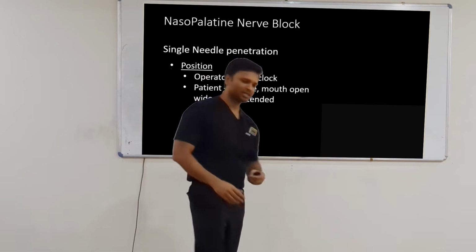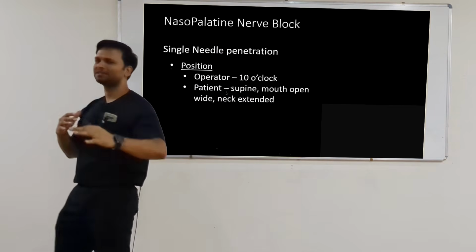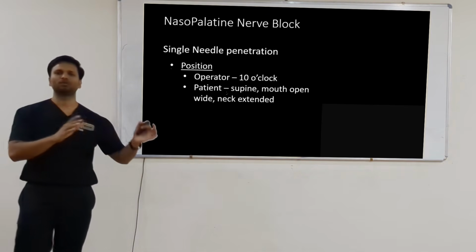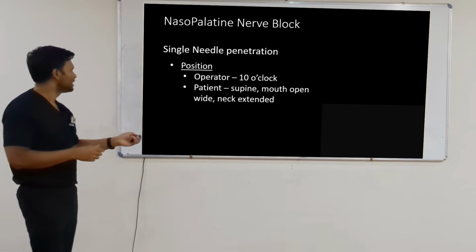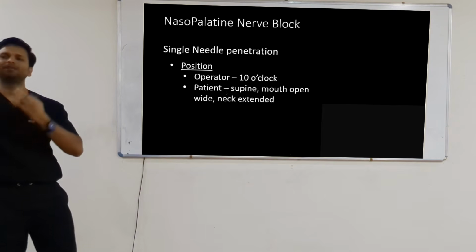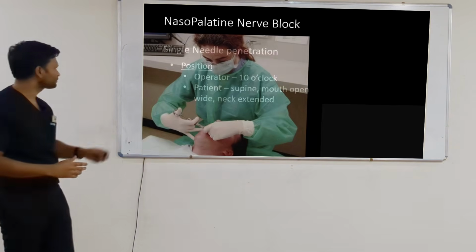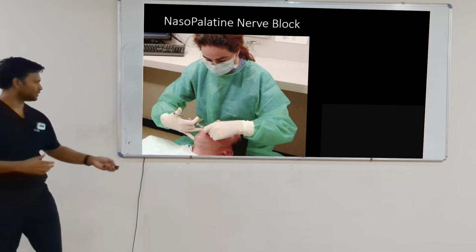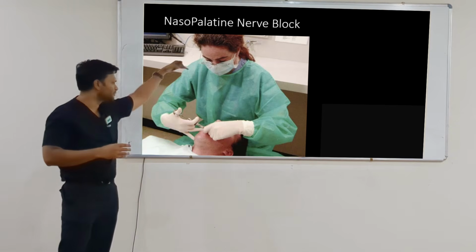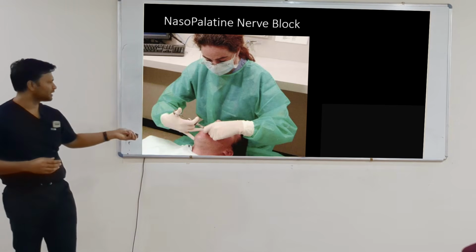Position, be it right or left side, the operator position is going to be the same for both sides, that is 10 o'clock position. The patient is supine and the neck is totally extended, mouth open wide. Something like this. Can you see? The neck is totally extended, mouth is open wide. The operator is sitting behind the patient, that is 11 o'clock, and inserting the needle.